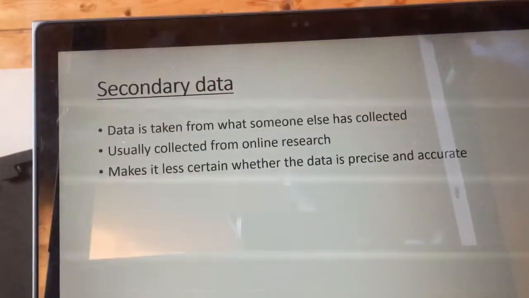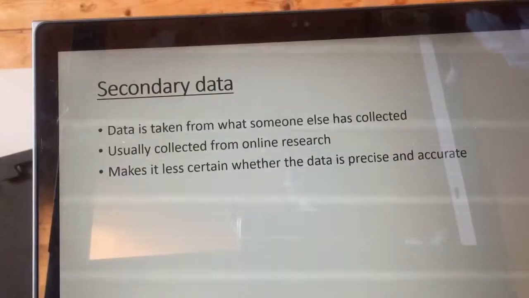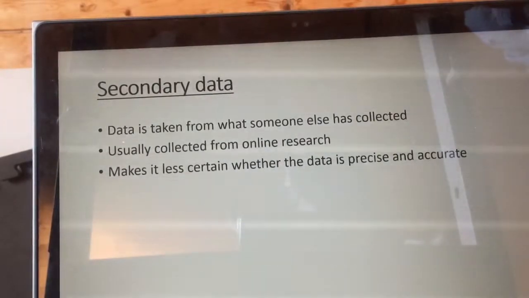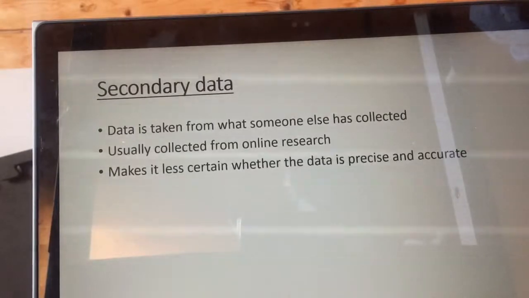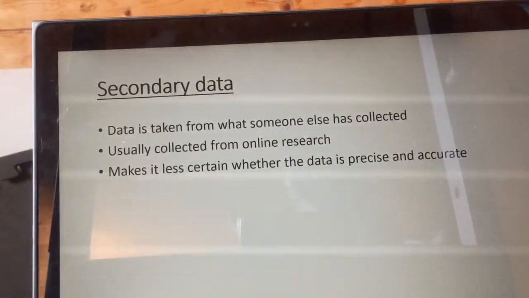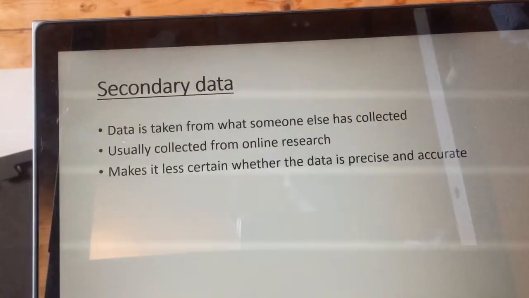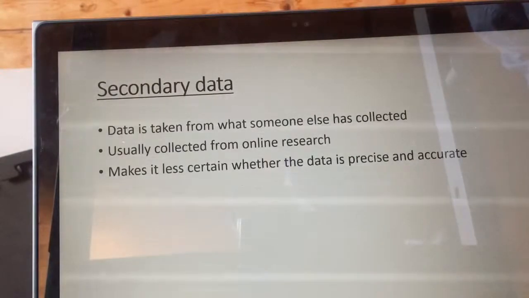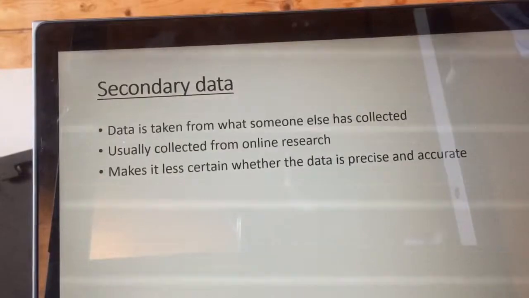Secondary data is the opposite, so it's something taken from either Wikipedia and something online, or you've asked someone who's taken it themselves. This is less reliable, I think, than primary data, as you don't know what data collection method they've used, so you don't know if it is as useful as it can be. And also you can't ask the questions that you want to ask. They might have asked slightly different questions than you. So, yeah.